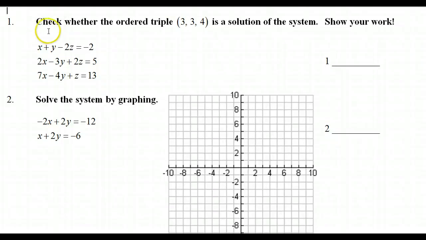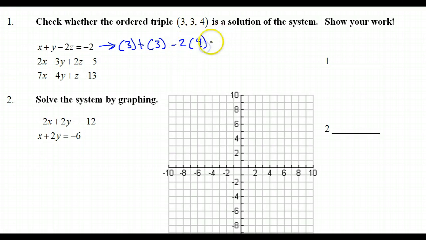Alright, so let's proceed. Problem number 1, if I want to just check and see if this point is a solution to the system, the easiest thing to do is to substitute these values for x, y, and z into each equation and see which ones work and which ones don't. So I should be going like this. For example, 3 plus 3, because that's y, minus 2 times 4. And I should be seeing what I get.